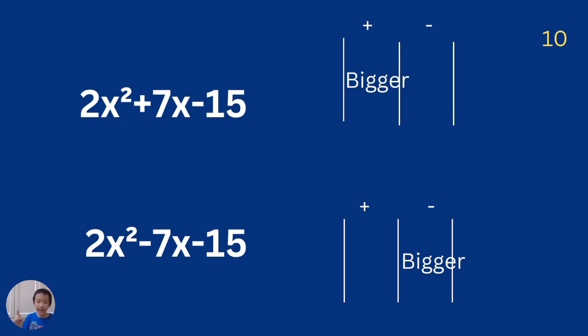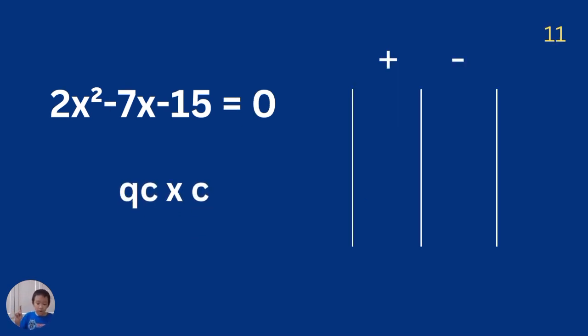But we once again look at the linear coefficient. If it is positive, then we will put the bigger factors on the positive side. If it is negative, then we will put the bigger factors on the negative side. For example, this equation has a negative constant, minus 15, so we will use the plus minus columns, and because the linear coefficient is negative, we'll put the bigger factor on the negative side.